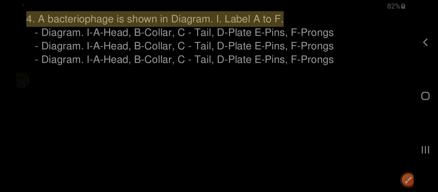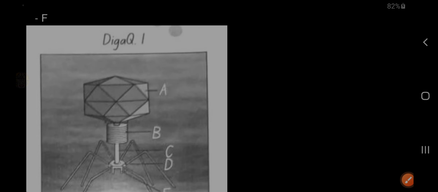Label A to F. A, head; B, collar; C, tail; D, plate; E, pins; F, prongs. 5. A rod-shaped virus is shown in diagram.